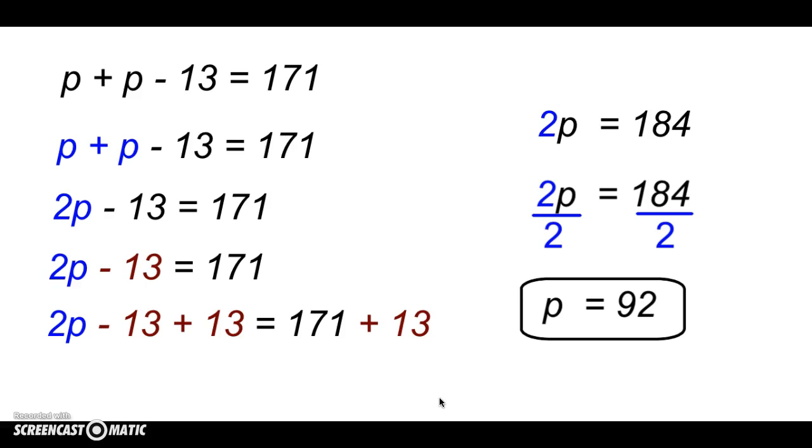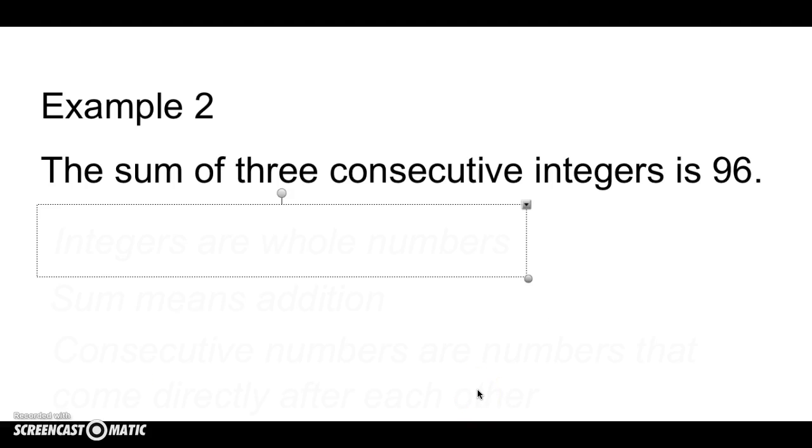Is that what you got? If not, go back and double check your work. Let's look at example number 2. The sum of 3 consecutive integers is 96. Okay, let's look at some vocabulary.